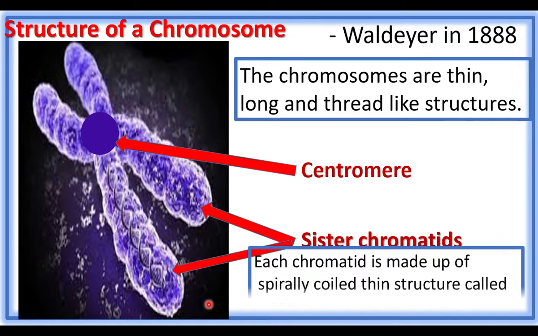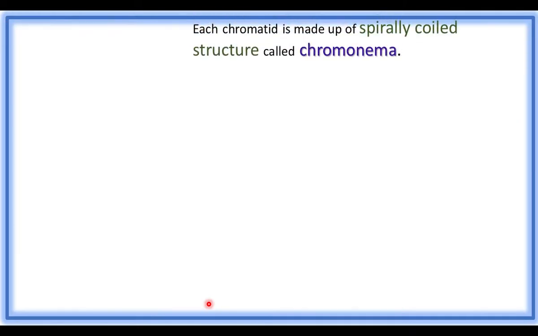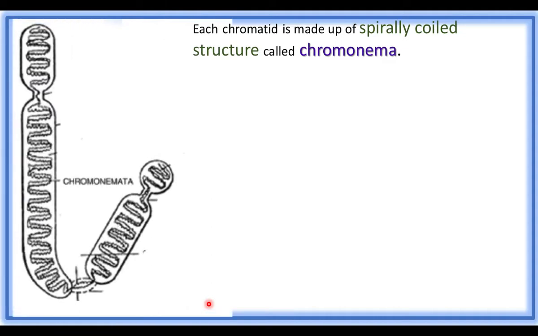Each chromatid is made up of a spirally coiled thin structure called chromonema. What is chromonema? Chromonema are spirally coiled structures. A chromosome is made up of chromonema. This is a chromosome. It has a spirally coiled structure, that is chromonema. We can compare the chromonema to a chain made up of beads.